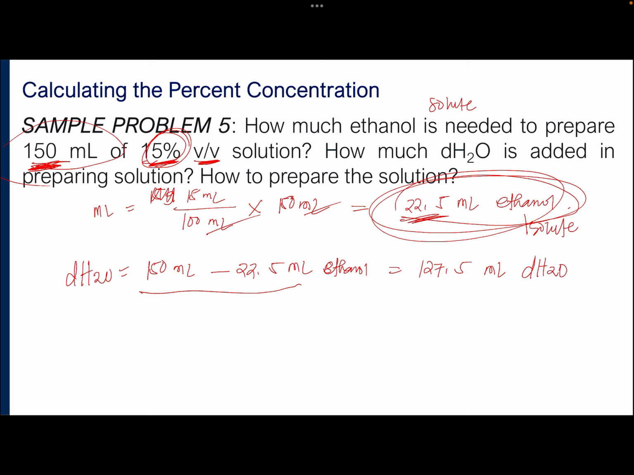So, letter C, how to prepare. First, of course, you need 22.5 ml. Put it in 127.5 ml of water. Okay.